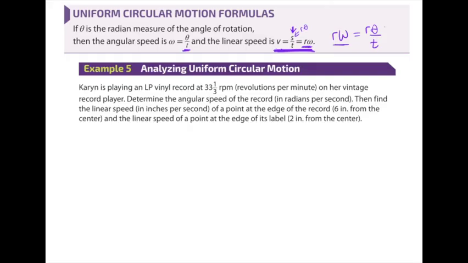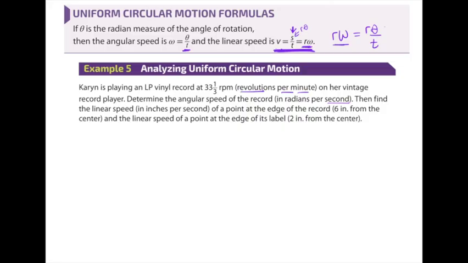Analyzing. Karen is playing a vinyl record at 33 1/3 RPMs. By the way, when you see RPM here, there we go. They spelled it out for you. On her vintage record player, determine the angular speed of the record in radians per second. What did they give it to you? In revolutions per minute, okay. Then find the linear speed in inches per second. They are just driving you crazy with these, right? Inches per second. I will say you will have already converted to seconds, so we're good to go. All right.